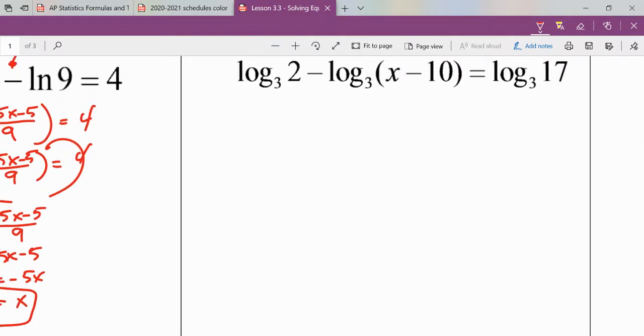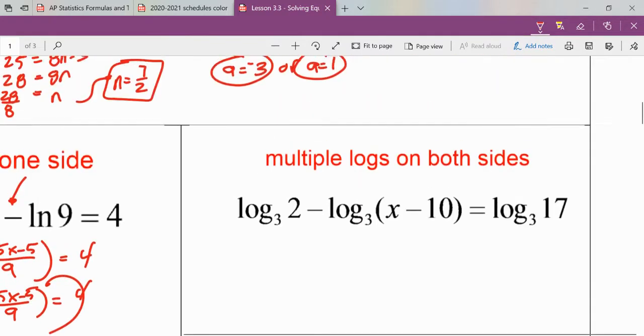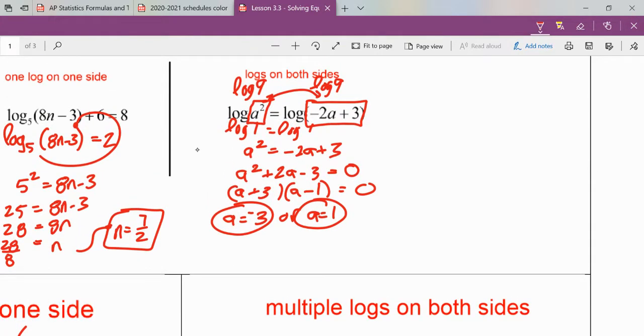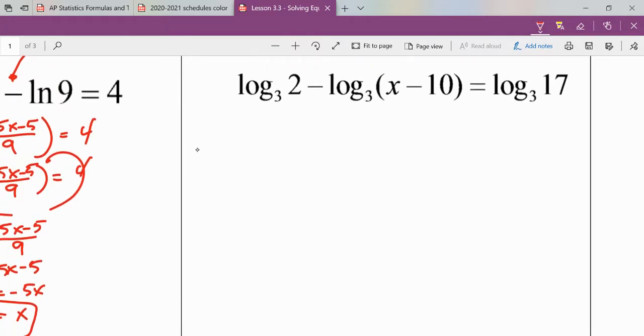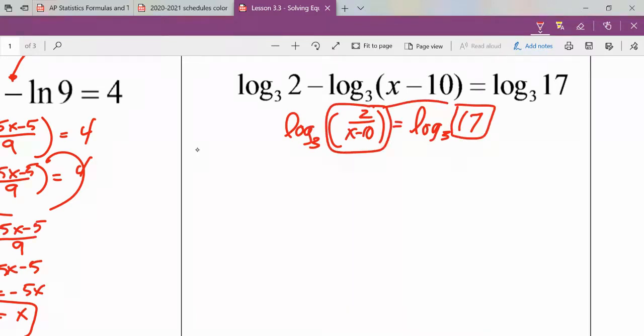Let's try another one. Again, we get multiple logs, this time on both sides. So we'll do this kind of like this one up here. We'll try to get one log on each side, so then we can just compare what they're doing. So let's just combine these two over here. They're all base 3, so this will be log base 3, and since that's minus, this would be 2 divided by x minus 10 equals log base 3 of 17. So again, since we got log base 3 of this equals log base 3 of this, we know that this piece and this piece should be equal. So we don't have to worry about the logs anymore. We just do 2 over x minus 10 equals 17.